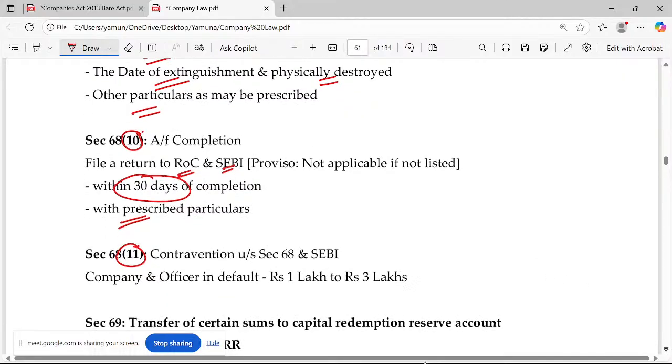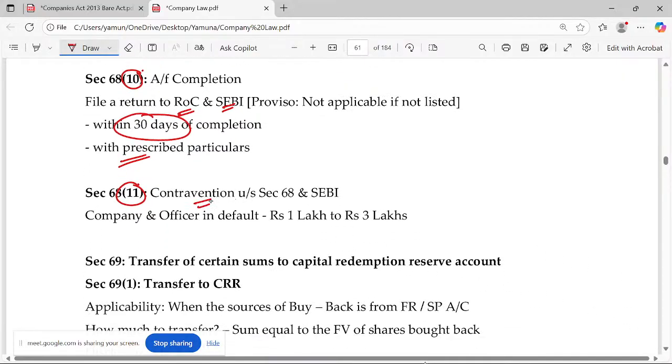With respect to 11, if you are not following all these, then there will be a contravention. So you have to face the penal liability. Okay, 1 lakh to 3 lakhs. This is both for the company and the officer in default. Not only that, you have to follow the SEBI provisions also. This is the Companies Act liability penalty.